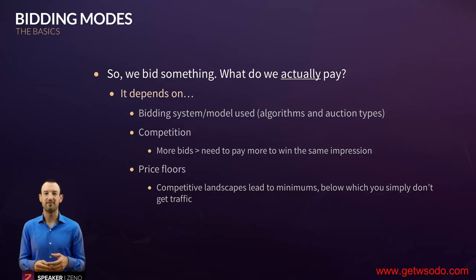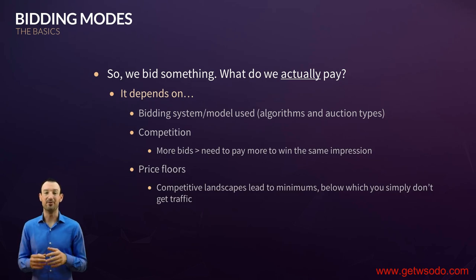When things are very, very competitive and you've got other advertisers around, you need to bid higher to pay more per impression. That also leads to price floors, where in this competitive landscape there are minimums that you need to be above to actually get traffic. So what you actually have to pay in the end depends on competition, and the amount that you specifically pay relative to your bid depends on various algorithms used and the auction types used.